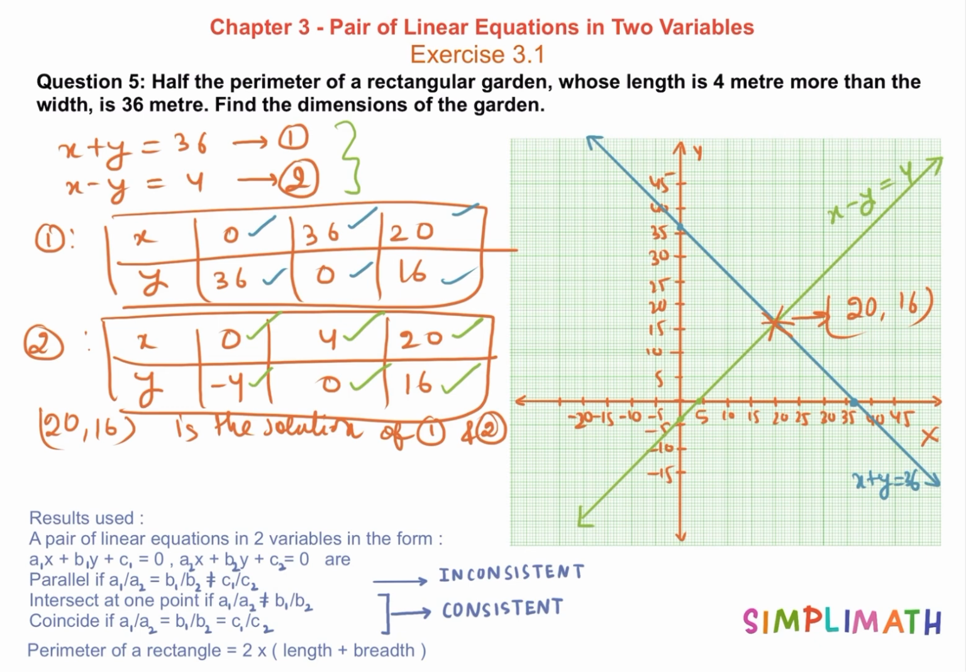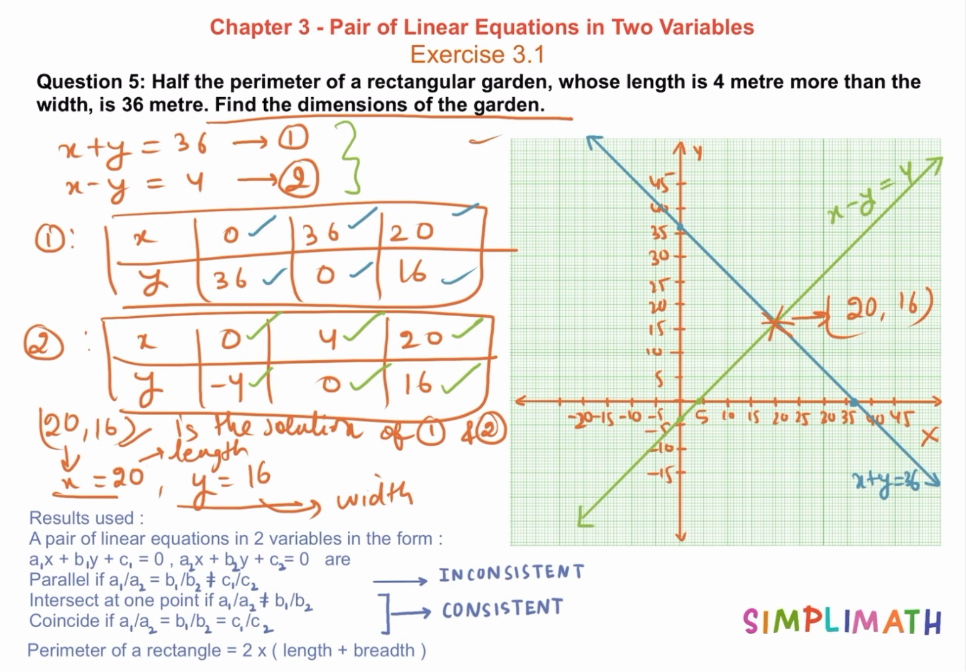And what is x and y? x is the x coordinate and y is the y coordinate of this point. And we assumed initially that x is the length of the rectangle and y is the width of the rectangle. So this is what we had to find out initially. So the length of the rectangular garden is 20 meter and the width of the rectangular garden is 16 meter. So this is how you have to proceed with such questions.